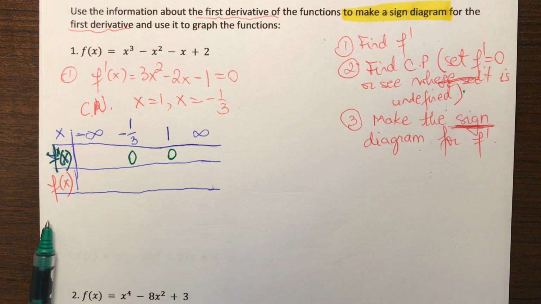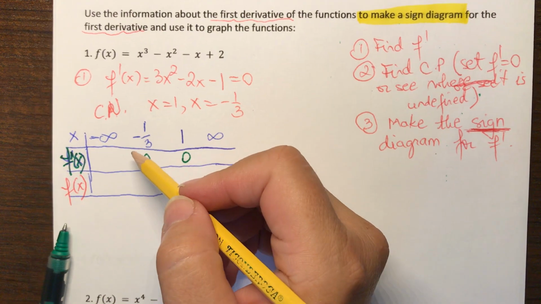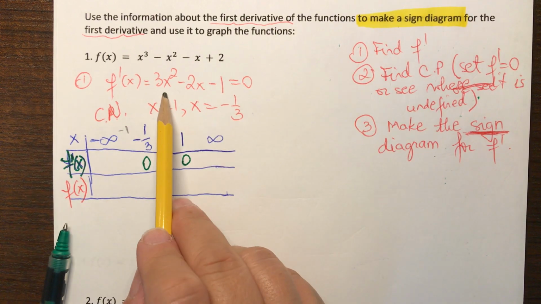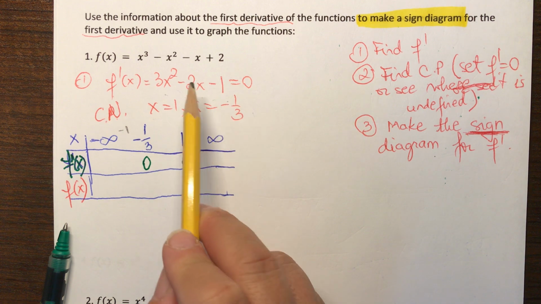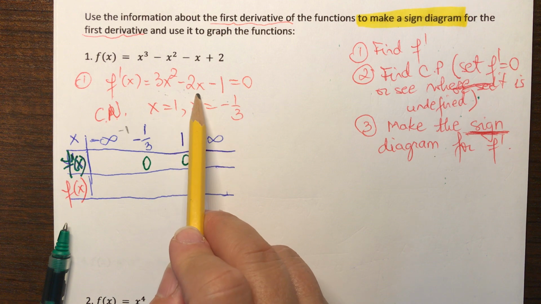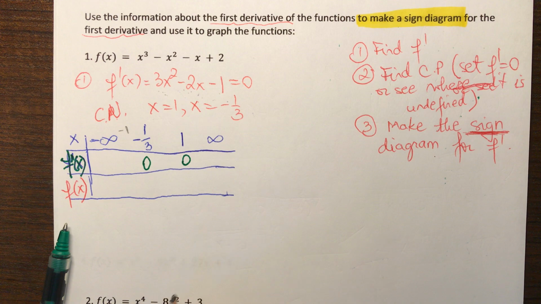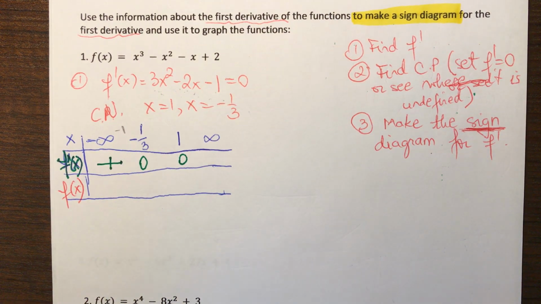So all you have to do is think about a test point in between these values. So in other words, here, let me pick a number between negative infinity and negative 1/3. How about negative 1? Yes. So plug in negative 1 here into the first derivative and see what value you get. So 3 times negative 1 squared, that's a 3. Negative 2 times negative 1, that's a positive 2. So far 3 plus 2 is 5. Minus 1 more is 4. So all I care is that I get a positive value. Yes.